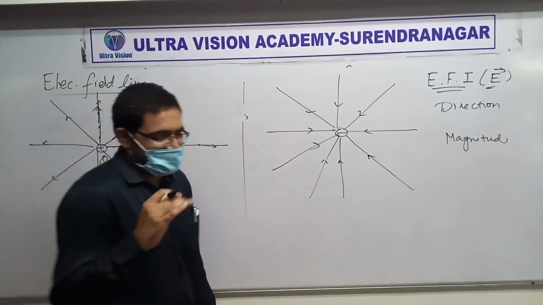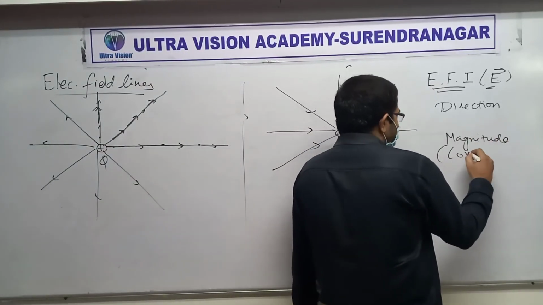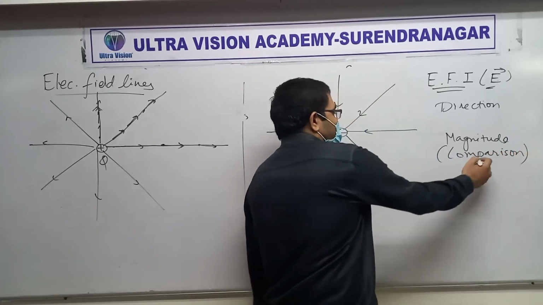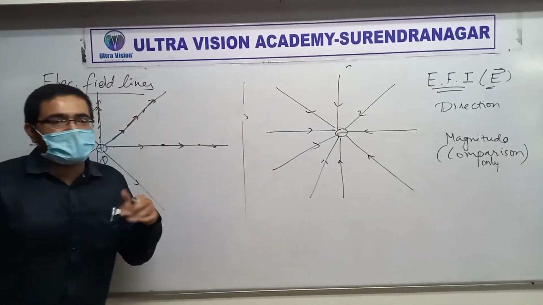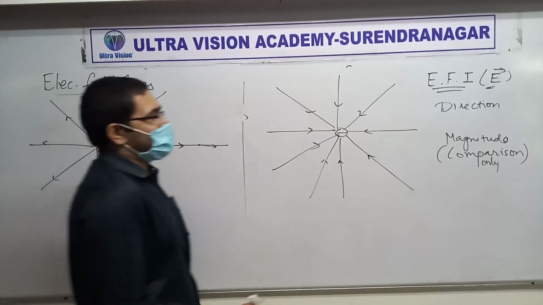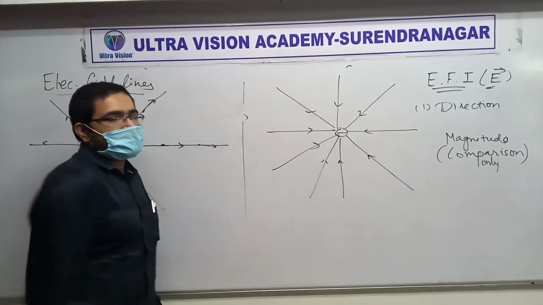Not, sorry, I take my word back. Not everything, but most of the things. We can do a comparison of magnitude, and we can also get an idea about direction. So first, let's have a look at how to find direction using this diagram.